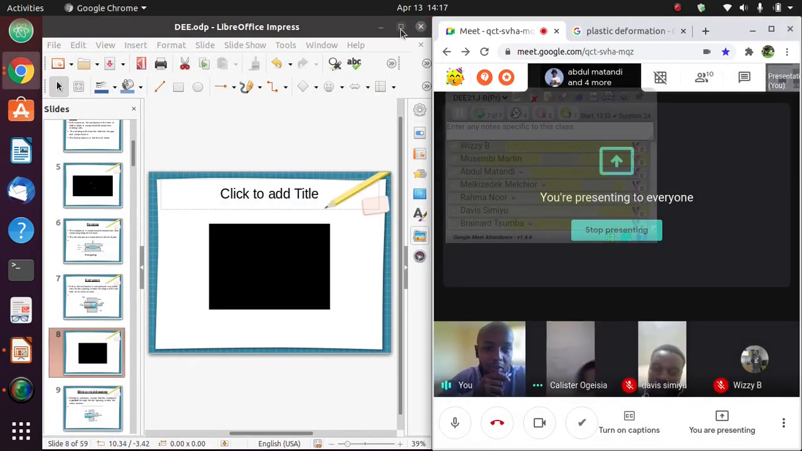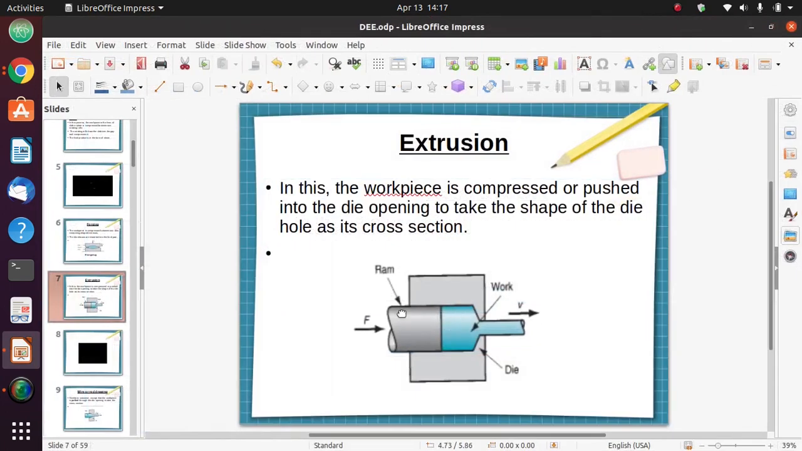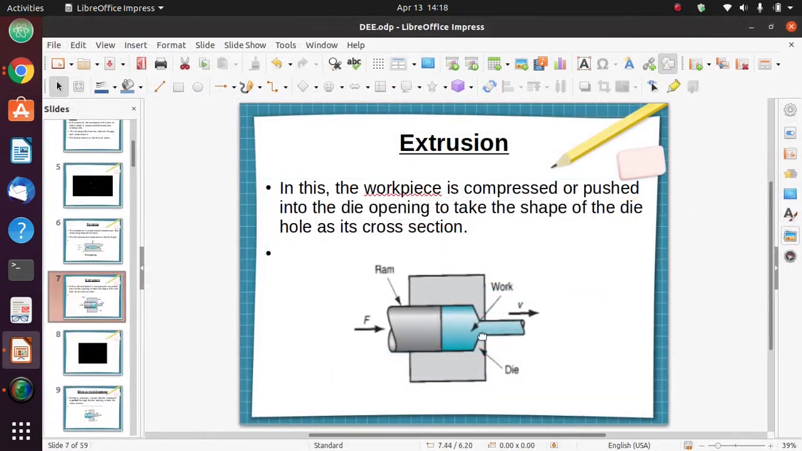Now, there are some terms that have been mentioned, billet and ram. You don't have to worry too much about those terms. But in this diagram, as you see it up here, this part, the ram, is what will be pushing your workpiece through that cross-sectional area. That is now the basis of extrusion. You push your workpiece through a cross-sectional area of your die.